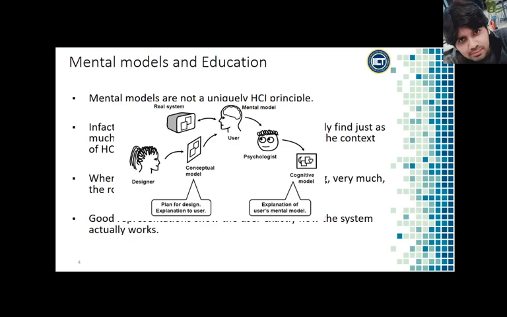So it's like the designer tries to develop a conceptual model of how the user will think the system will work, and then it's a kind of trial and error method. So it's a kind of continuous and gradual improvement in the interface design to match the conceptual model with the mental model of the user.